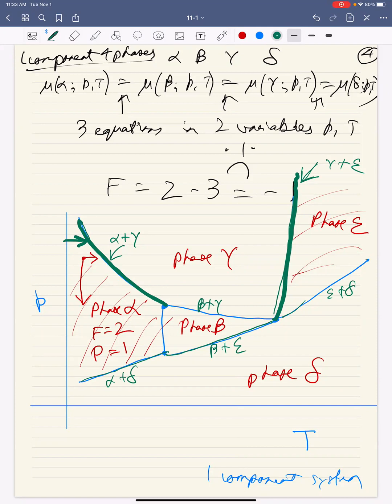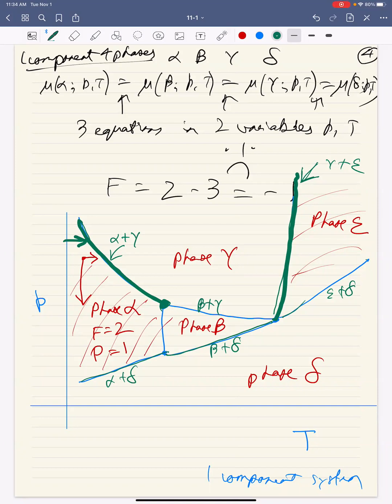Sorry, isn't it supposed to be beta plus delta, not beta plus epsilon? Yeah. If I write too much, I make mistakes. Beta plus delta. Good. So now let's think about this point. How many degrees of freedom? 0. Right? There is no freedom. There's a point. You're stuck there.